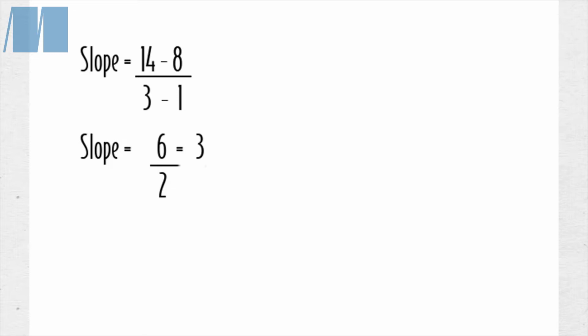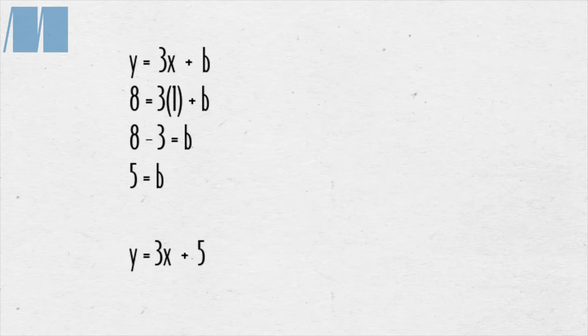And then we can find the y-intercept, which remember is where x equals 0, by using the formula y equals mx plus b. So if we take one of those points, 1, 8, we start out with y equals 3x plus b, and then we have 8 equals 3 times 1 plus b, or 8 minus 3 equals b equals 5. So the equation of the line is y equals 3x plus 5.